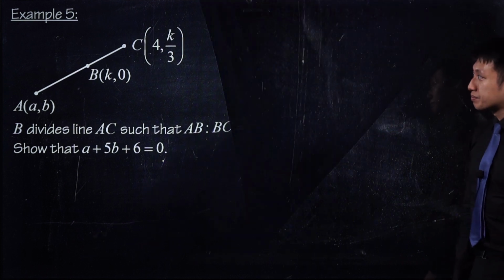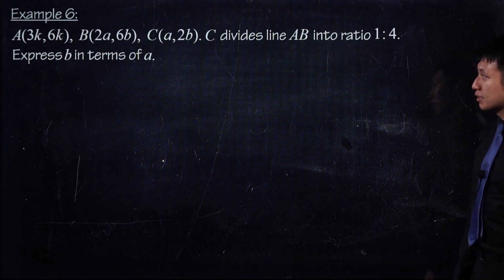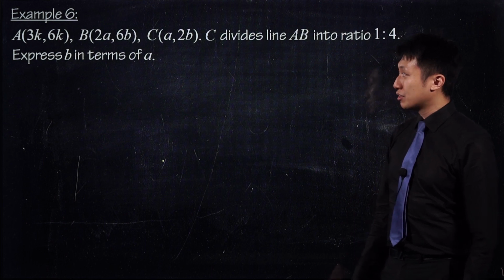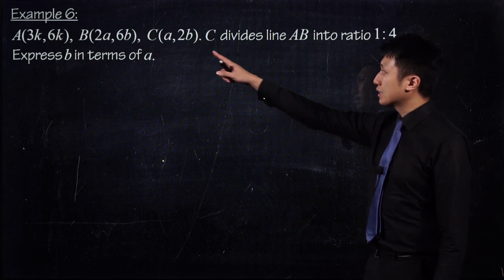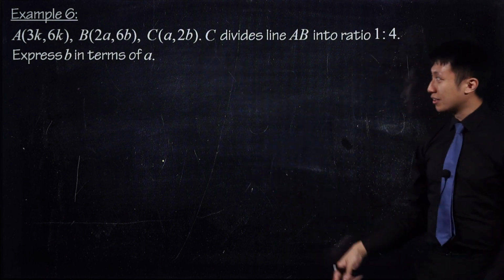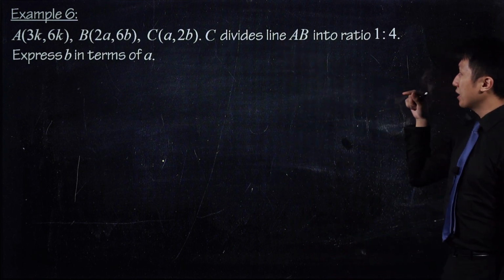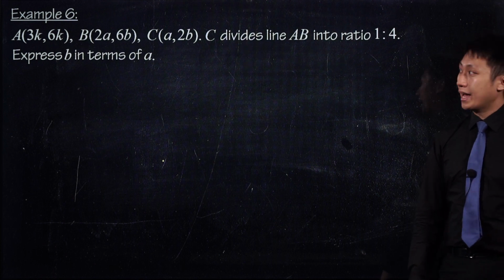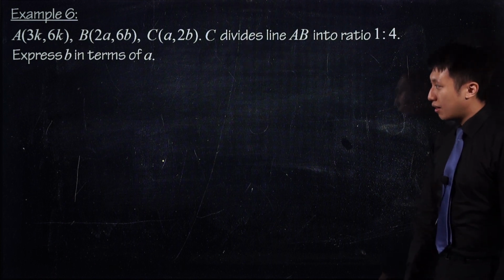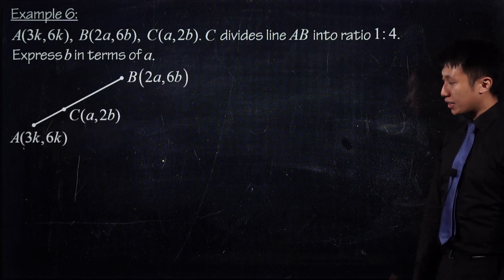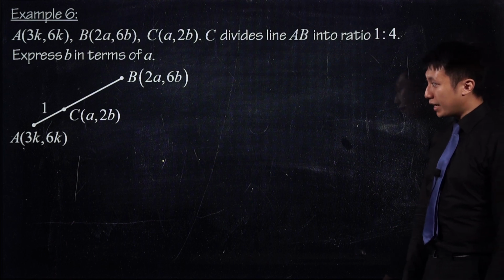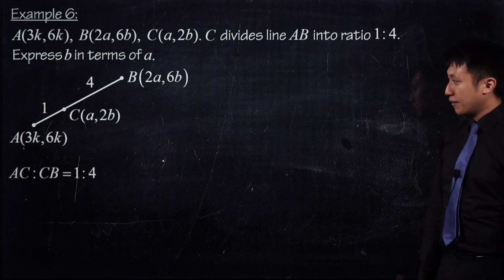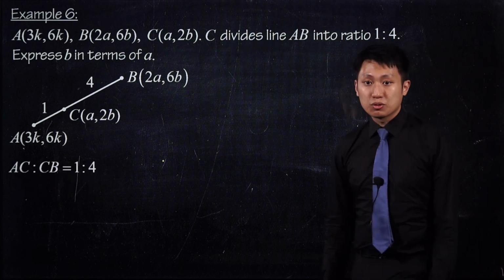Okay, great. Example 6. You have A is (3k, 6k), B is (2a, 6b), and C is (a, 2b). It looks very difficult. C divides line AB in the ratio 1 to 4. Express B in terms of A. Okay? Alright, so let's do it. You got this one? Then you have 1 to 4. Okay? AC to CB is 1 to 4.